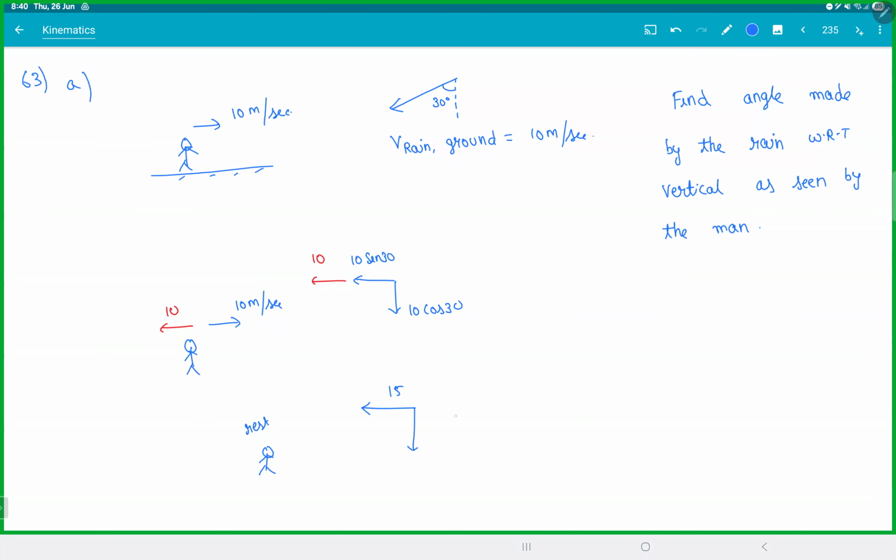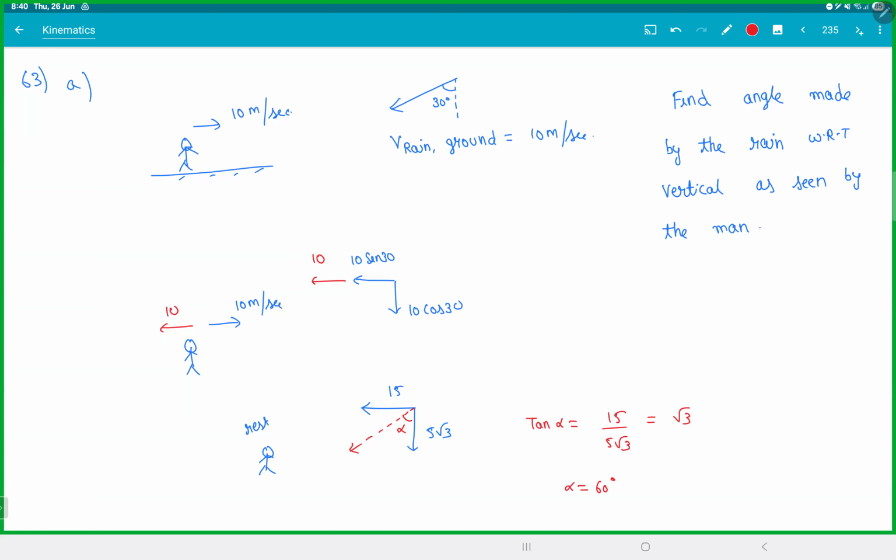And he will think the rain is falling with 15 meters per second now, because 10 sin 30 is this. And 10 cos 30 is 5 root 3. So he will think the rain is falling like this. This angle is alpha. Tan alpha, opposite side 15 by adjacent side 5 root 3. This will be root 3, so 60 degrees. Easy? So the rain which was actually falling at 30, but this person thinks it is falling at 60.